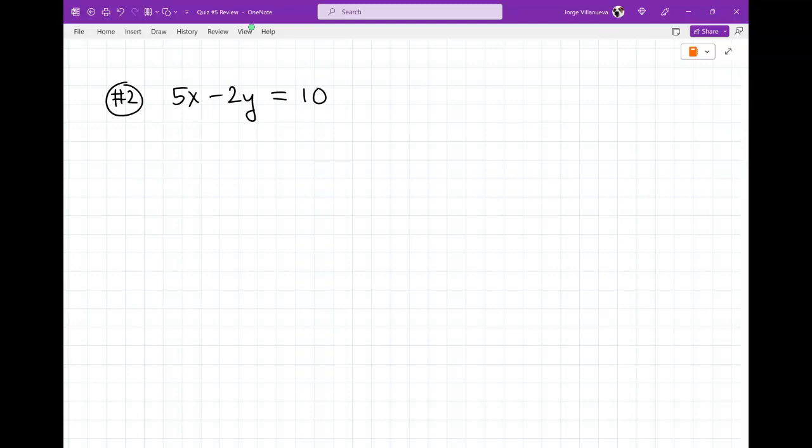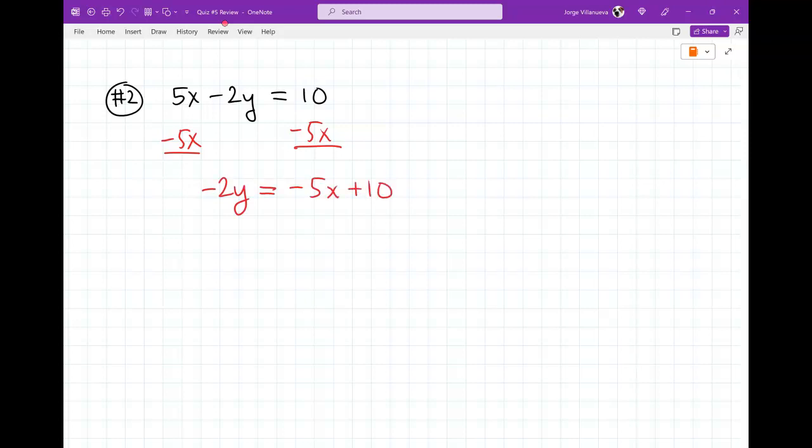So 5x minus 2y equals 10. Let's move the 5x first, right? Let's get this 5x out of the way. So minus 5x on both sides. So this will give me negative 2y equal to negative 5x plus 10.